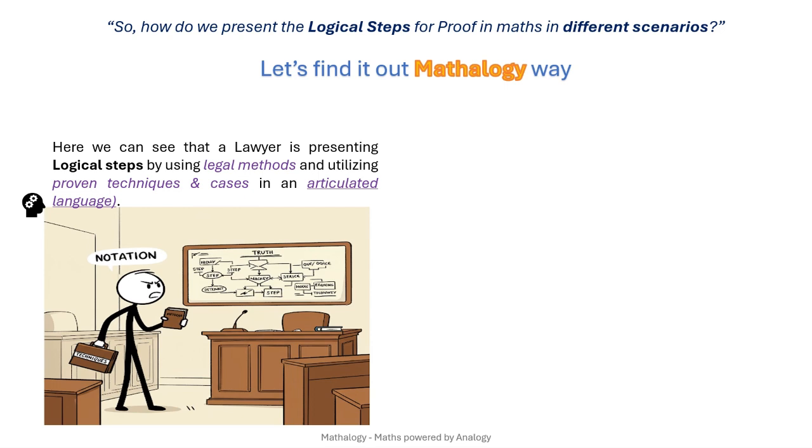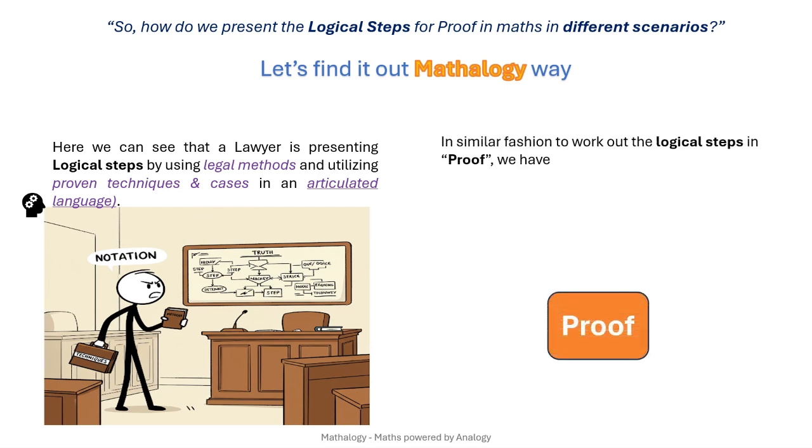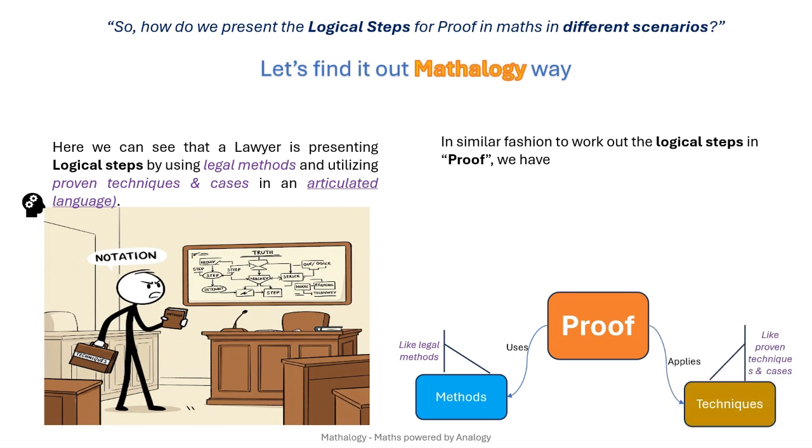So, just extending that lawyer analogy further, here we see the lawyer is presenting the logical steps, but in order to do so, the lawyer is using legal methods, utilizing proven techniques and cases, and a particular articulated language which is legal and understood by lawyers and judges. In a similar fashion for proof in maths, we have methods, just like we had the legal methods. And we apply different techniques. And we use a particular notation, an articulated language.